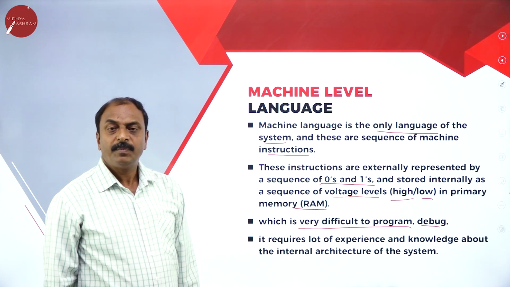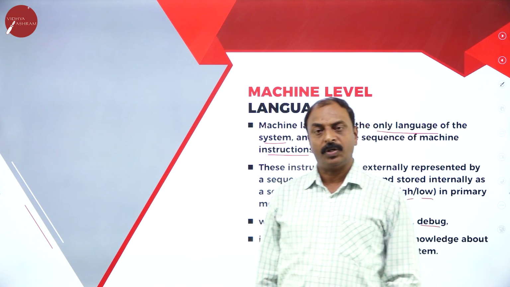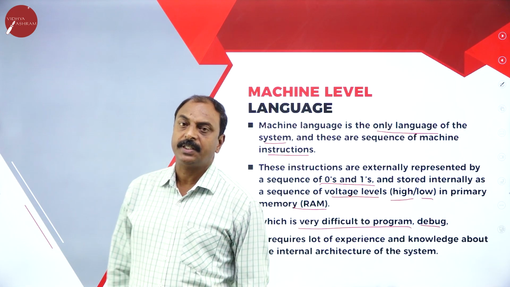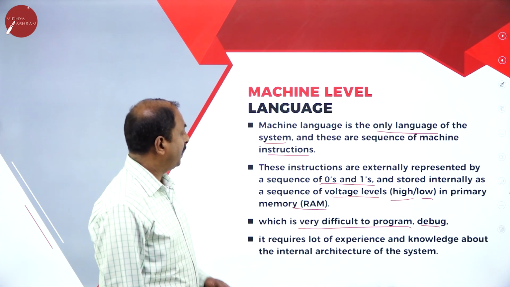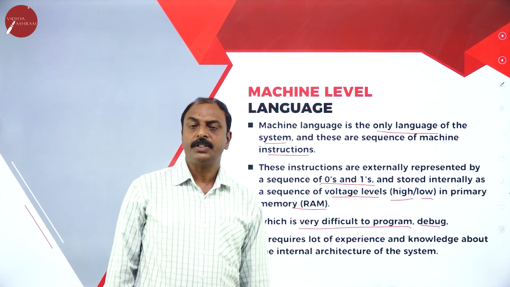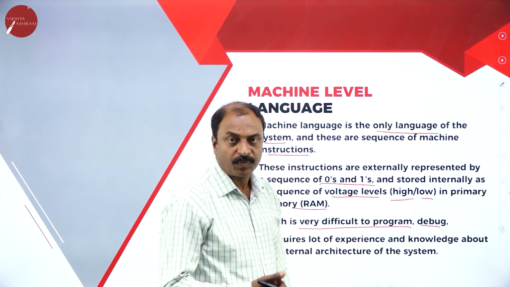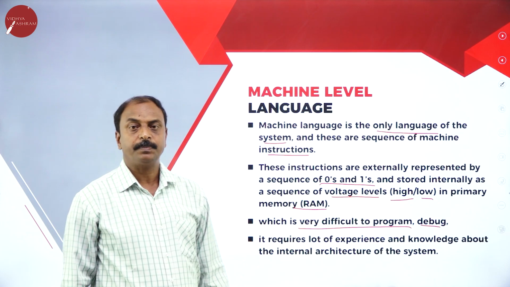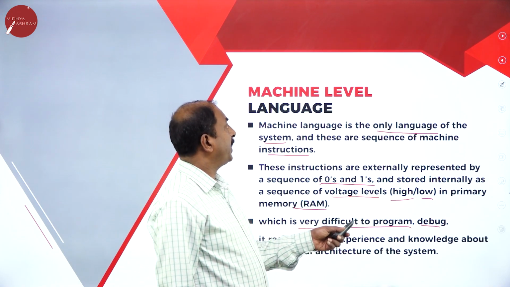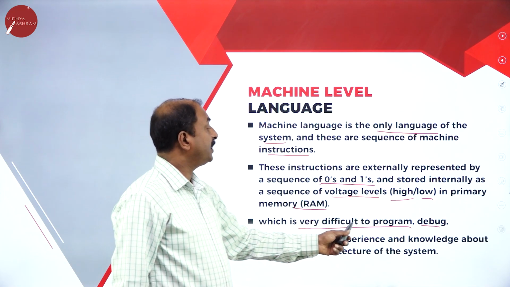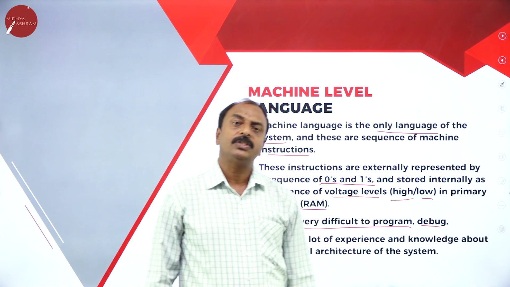Now, to instruct a computer, we need to write a program. So, what is a program? It is nothing but a set of sequential instructions. In order to get things done by a computer, we have to write a program for a specific work or specific task. Writing a program in machine level language is very difficult because it is a combination of zeros and ones.